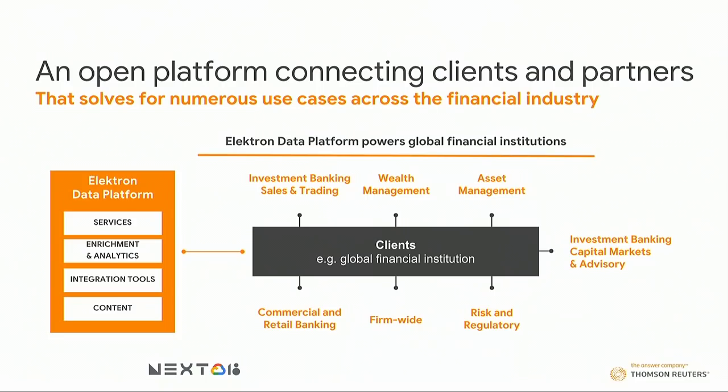Now, Thomson Reuters is an open platform that's cloud-enabled. It's branded as the Elektron Data Platform. And basically what it does is it serves the major functions of an institutional firm around the globe. Let me highlight a few of those. The divisions: investment banking, sales and trading, wealth management division, commercial banking, retail banking, risk and regulatory, to name a few of them. Now, the Elektron Data Platform itself is a set of services, analytics, integration tools, and then ultimately content. And content is really the foundation of the platform itself.